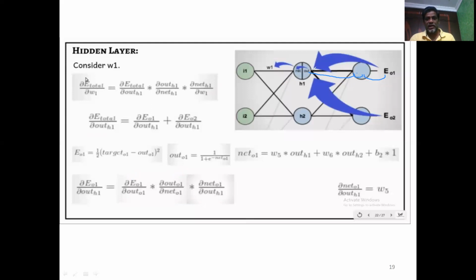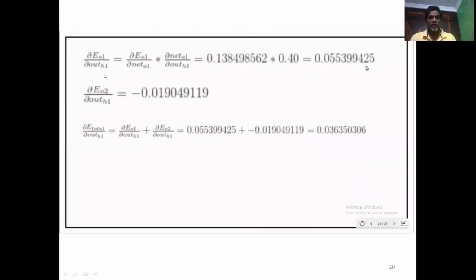Okay. Now let us calculate the actual value produced here by using the formula which we derived here. So ∂EO1/∂outH1 is equal to ∂EO1/∂netO1 into ∂netO1/∂outH1, which will be 0.05539. Similarly, ∂EO2/∂outH1 is going to be minus 0.01 by applying this formula. Okay, so the final value is going to be the sum of these two, 0.055 plus minus 0.01, which will give us 0.036.